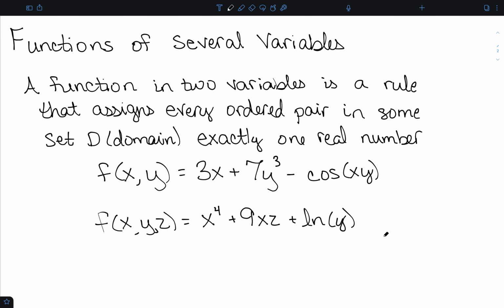And as I said, we can expand this to higher variables. A function in 3 variables would input 3 variables, x, y, and z, and output a real number. In this case, my function is x to the 4th plus 9xz plus ln of y.